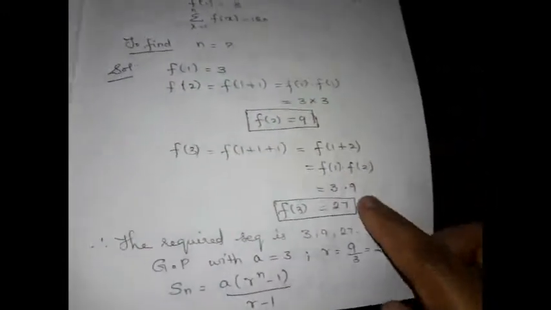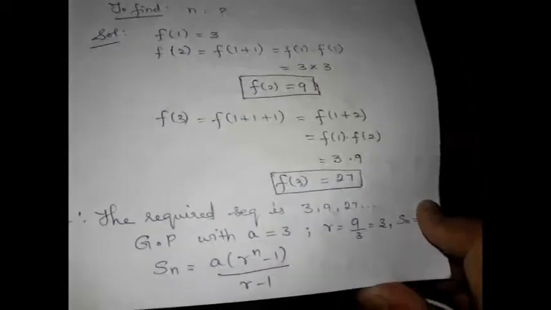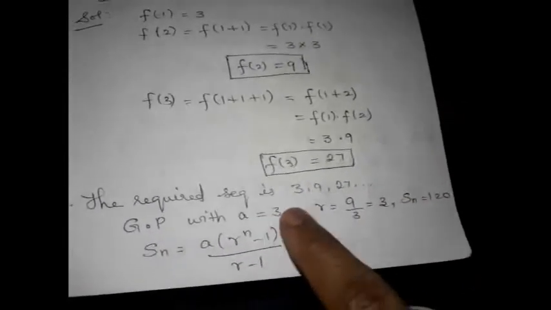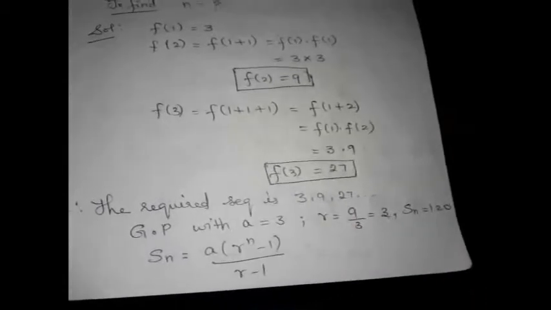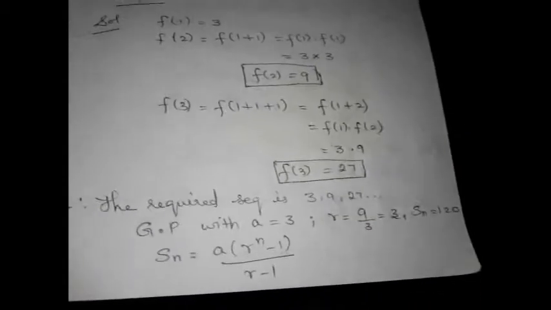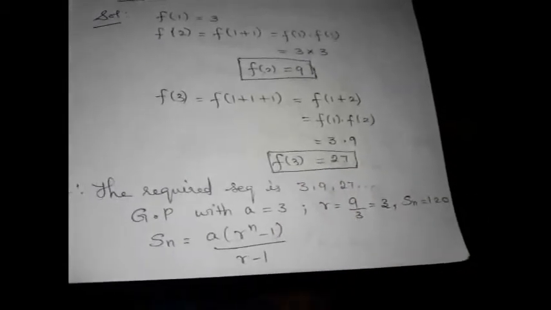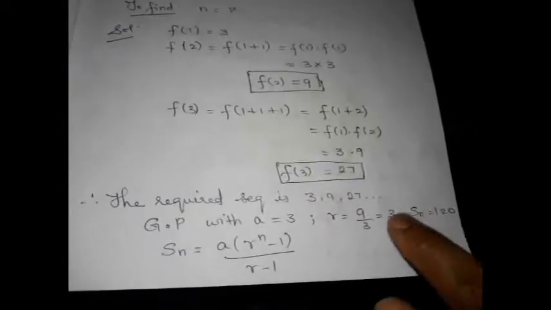So if you check out the sequence 3, 9, 27, and so on, it is clearly a GP with first term a and common ratio 3, because by multiplying by 3 we are getting the next number. And it is given Sn is 120.